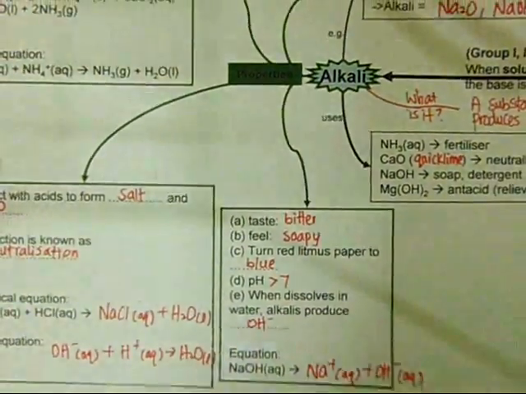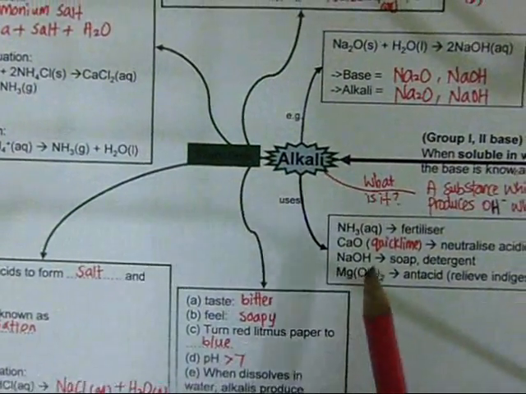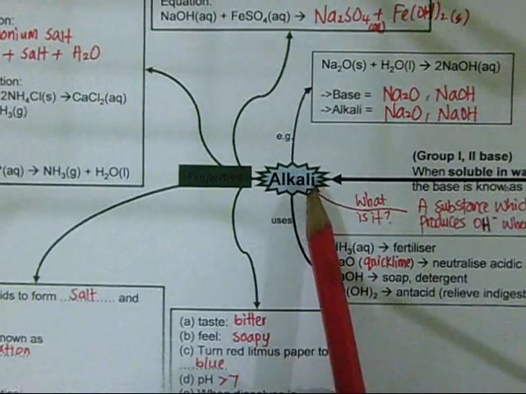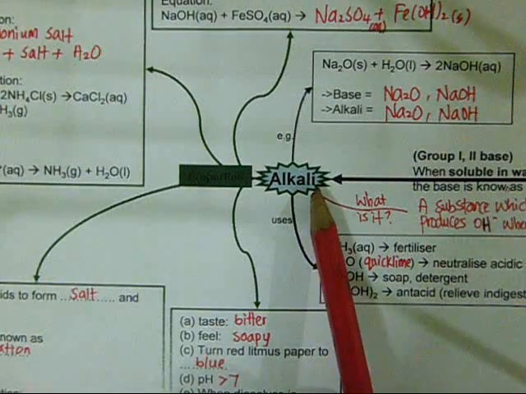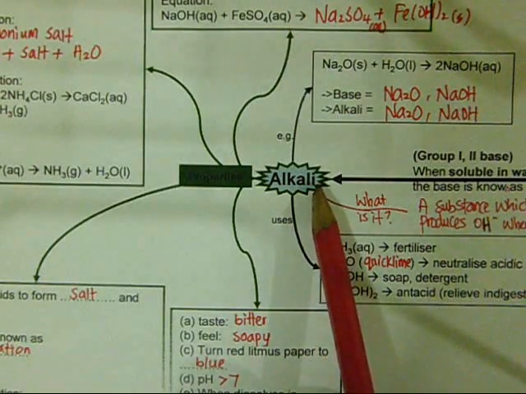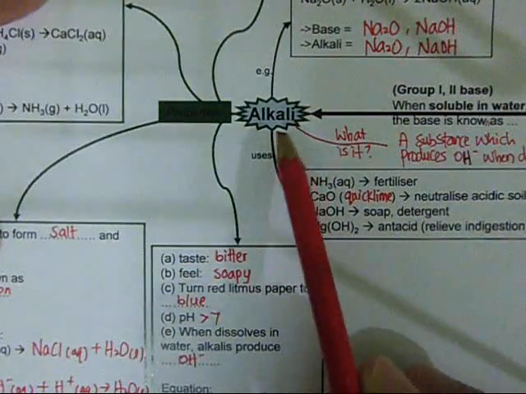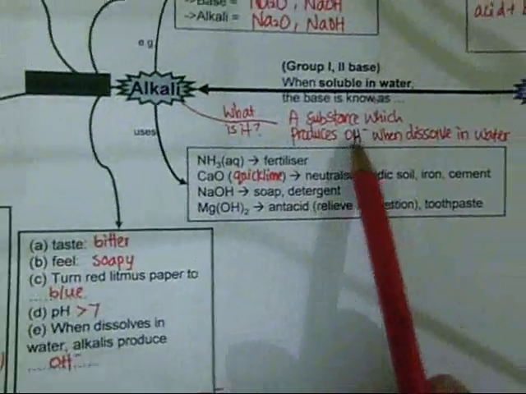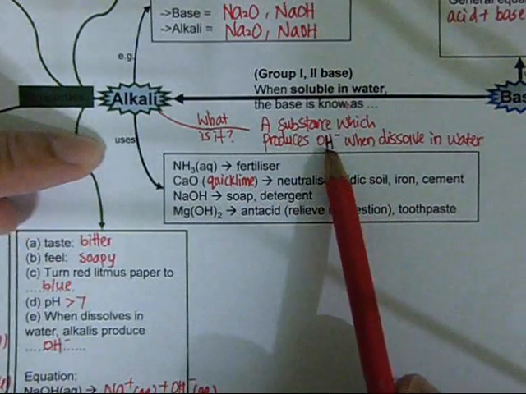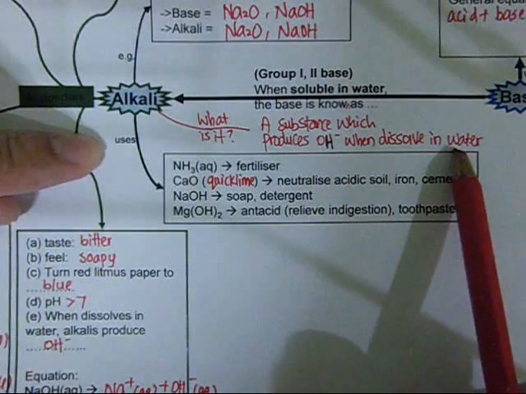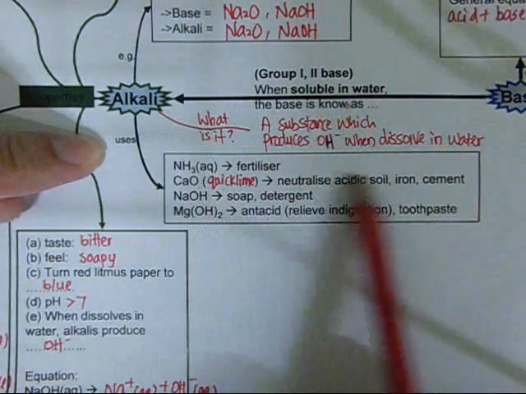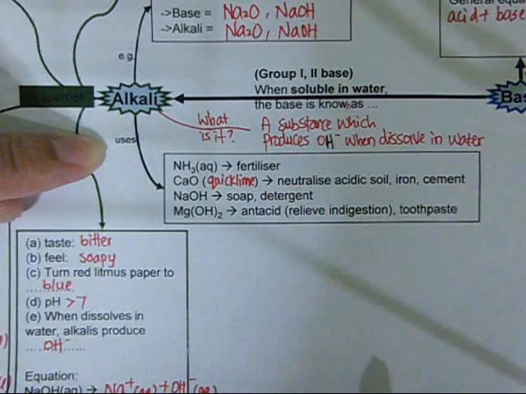Part 2 of the acids and bases mind map. Alkali. Likewise, for acid we talk about the definition of acid, and for alkali there is also a definition. So what is an alkali? A substance which produces OH minus or hydroxide ion when dissolved in water. Okay, so this is the definition of alkali.